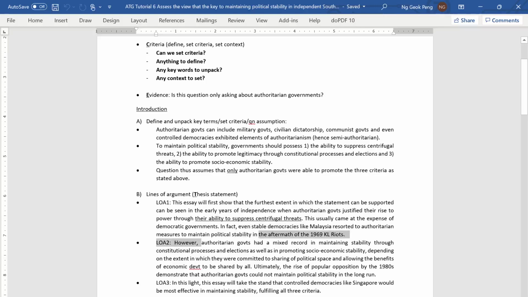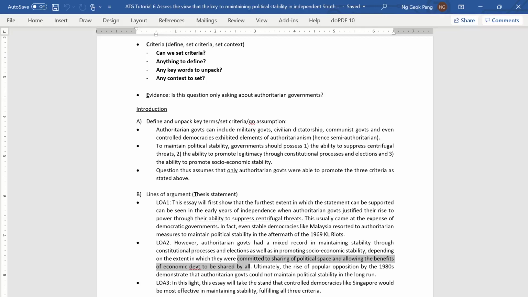So let's move on to LOA 2: authoritarian governments having a mixed record in criteria 2 and 3. I've mentioned this before as well. The influencing factor, or the determining factor, or the variable, so these are the various things we can call them, would be the ability to share political space, allow political opposition, and the willingness to share the benefits of economic development with everyone. This would be the determining factor to see whether authoritarian governments would be effective in maintaining stability using criteria 2 and 3.